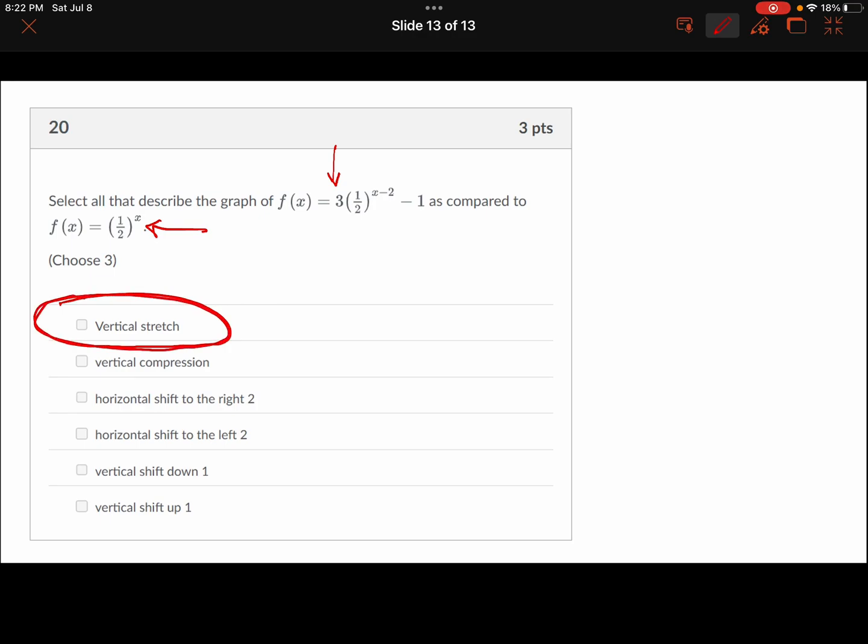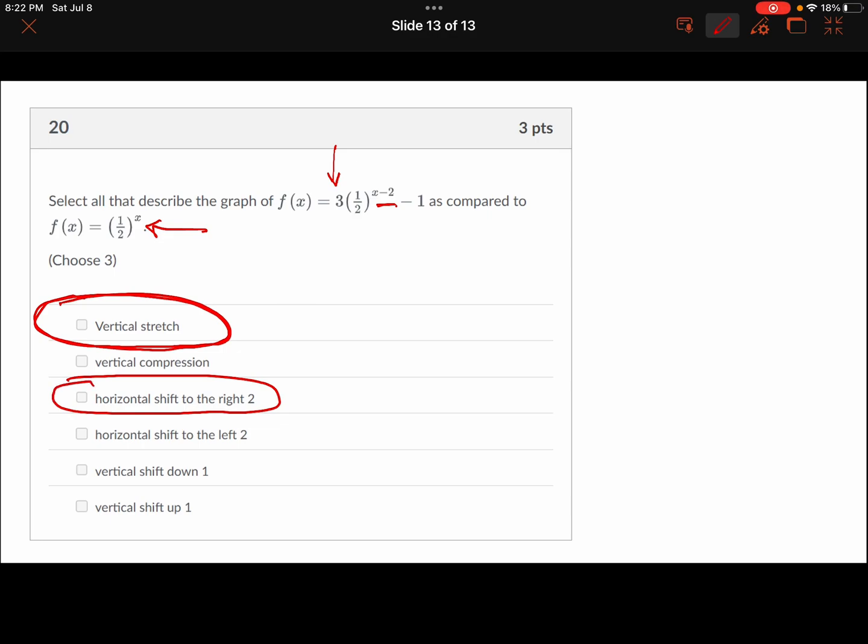Okay, then I have x minus 2. X minus 2 is going to shift that 2 units to the, let me double check my notes because I don't want to tell you wrong. Oh, I'm on the wrong page. X minus 2 is going to shift it 2 units right.